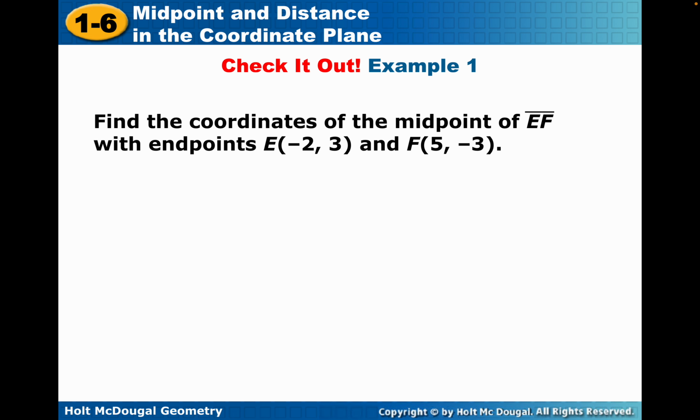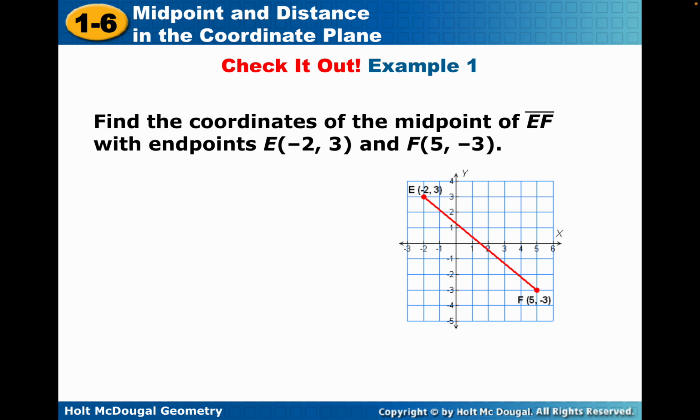All right, now let's go ahead and look at this one. Find the coordinates of the midpoint of EF with the endpoints of E, negative 2, 3, and F, 5, negative 3. That's what it looks like on a graph. We have to use that midpoint formula as shown right here. And now we can go ahead and plug in our values. Our two x values are going to be negative 2 and 5. If you put 5 first or negative 2 first, you should get the same answer because you're just adding the two numbers. So as long as you're adding your x's together, you're good.